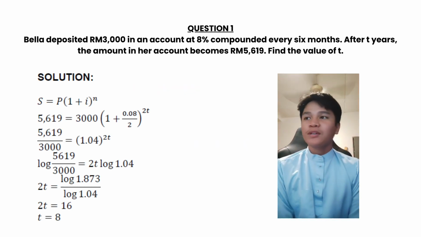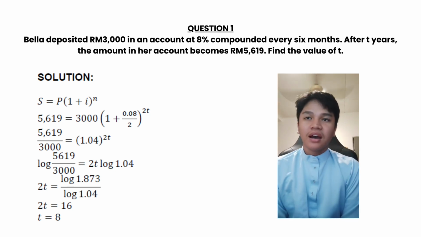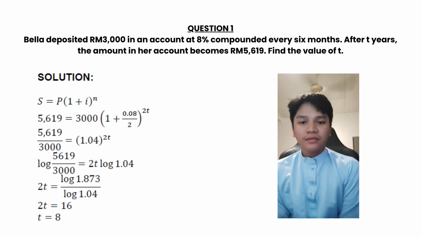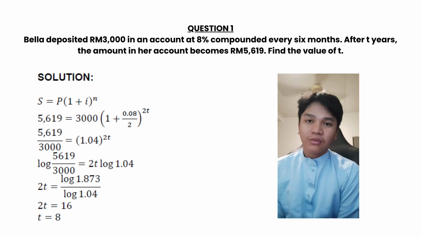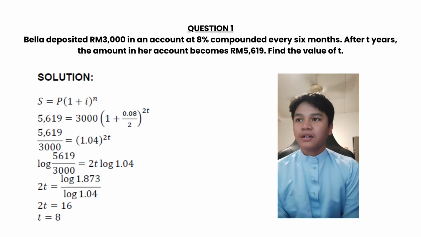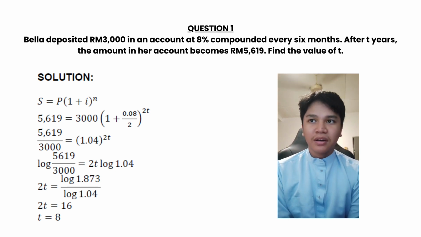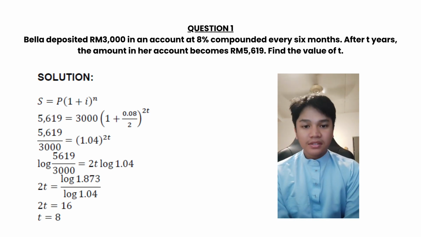Let's do question 1. Bella deposits RM 3000 in an account at 8% compounded every 6 months. After t years, the amount in her account becomes 5,619. Find the value of t. So the solution is we have to use the formula S equals P in bracket 1 plus i close bracket to the power of n. We are given 3000 as the principal, and 8% compounded every 6 months is the interest rate over the interest period. What about our future value? The future value is given to us as 5,619.